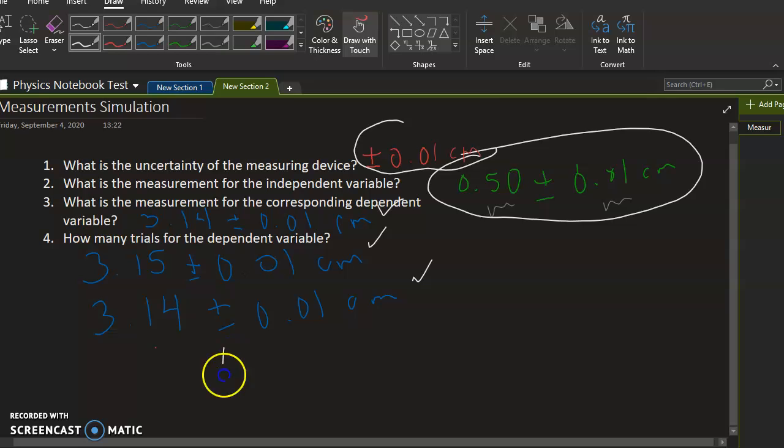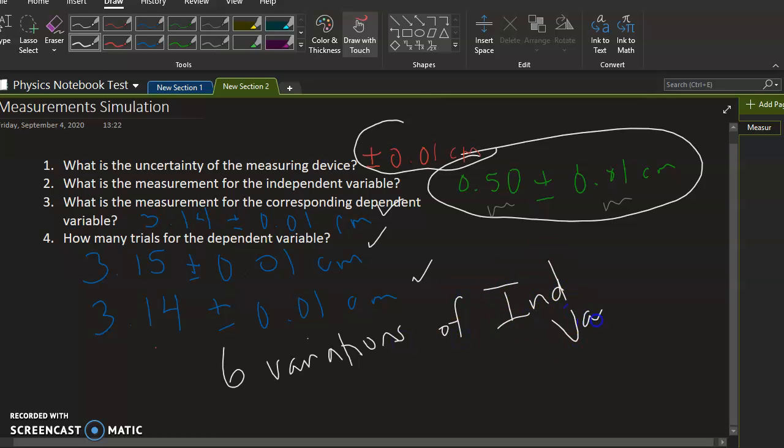So IB says 6 variations of the independent variable, and 3 trials of the dependent variable.